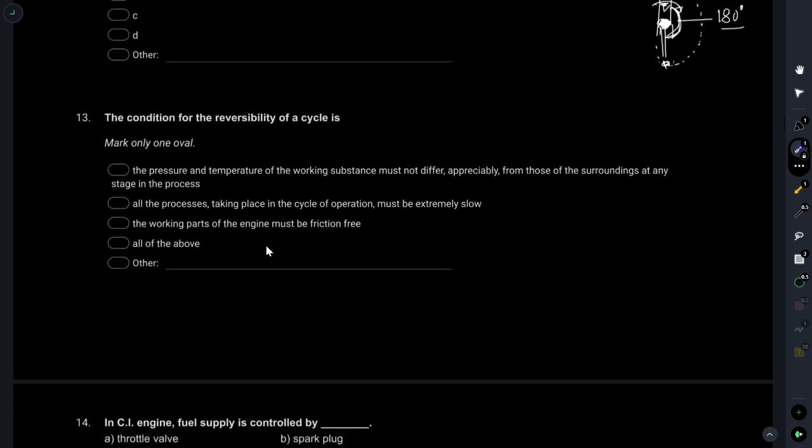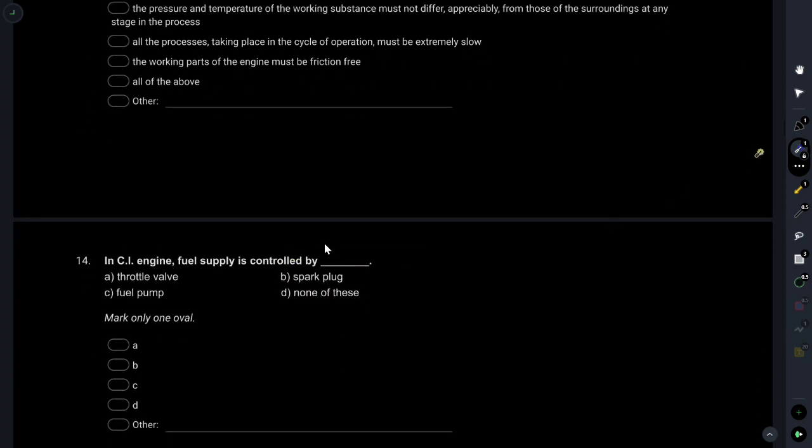Okay, let us move further now. In this question it is again talking about IC engines, and especially about the CI engine. CI stands for compression ignition engine, right? So let me write it down over here: compression ignition engine. Not combustion ignition. So this is compression ignition engine, right? In a CI engine, fuel supply is controlled by which device? In case of a CI engine, which device is used to control the fuel supply?